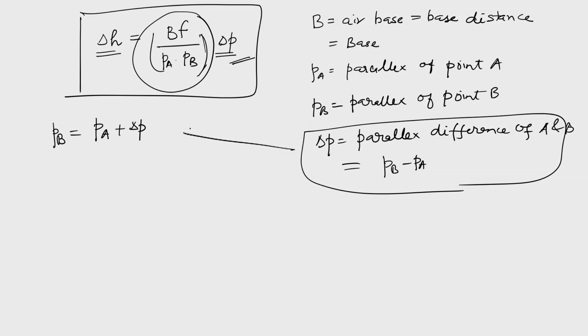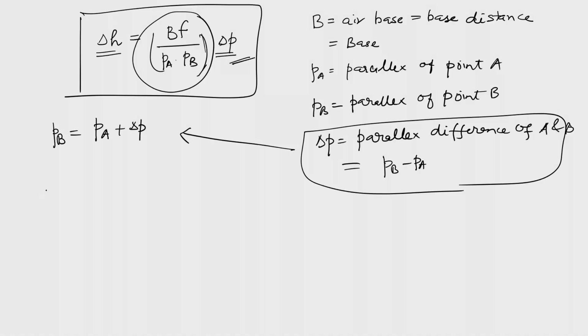I am writing this term. So, I can replace the PB because I want to have a minimum number of variables. So, I can write here delta H, that means I am replacing PB with PA plus delta P into delta P, right. So, that is the expression where I am minimizing the number of variables.